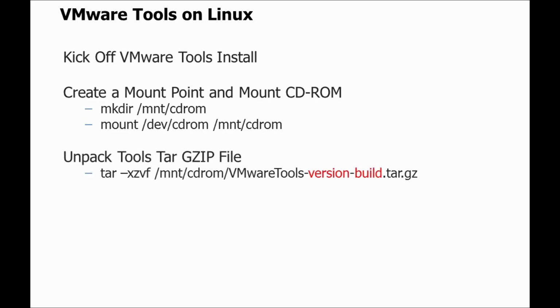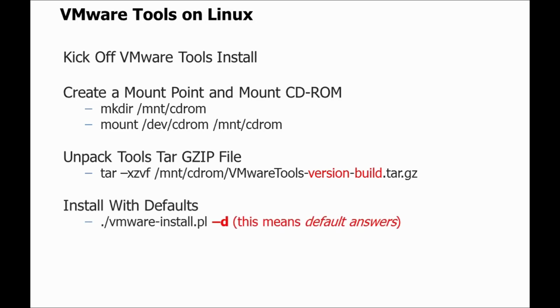Then we're going to unpack or unzip the file that's contained on the CD-ROM. And kudos to the people that can remember the tar xzf vf command, because I always have to look that up. That's a personal mark of ignorance, that I can never seem to remember those 4 letters. So I don't expect you to, but we're telling it to unpack that VMware Tools version build tar.gz file. It has a bunch of stuff inside of it that we're going to need. Within that tar.gz file is a VMware install script.